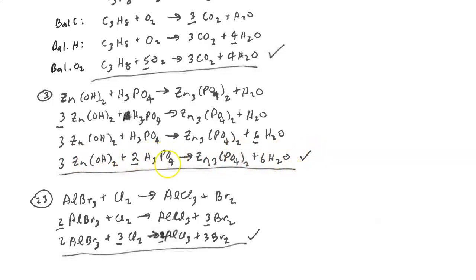Now we're going to balance our phosphates. How many phosphates do I have over here? Well, I have 2 phosphates. Each H3PO4 contains 1, so there's 2 there. How many phosphates do I have here? Well, this zinc phosphate contains 2, so I've got 2 over here. So notice we fixed the phosphates there. Okay, are we done? Not yet.